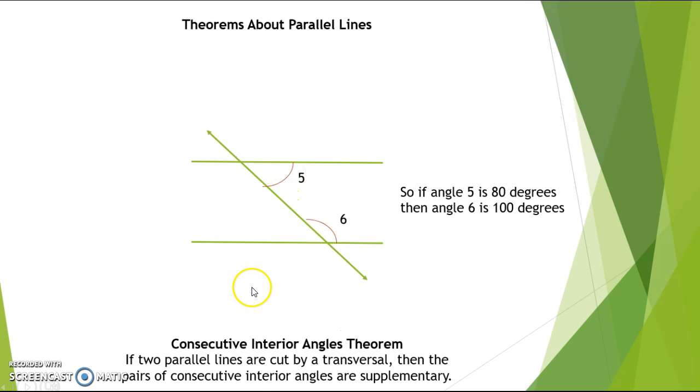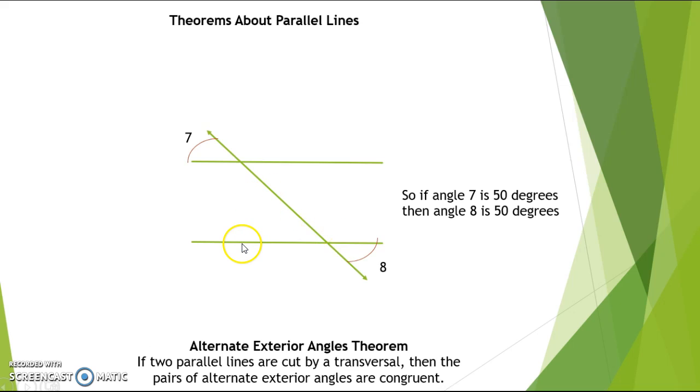The next theorem we're going to look at is the consecutive interior angles theorem, and that states that if two parallel lines are cut by a transversal, then the pairs of consecutive interior angles are supplementary. What that means is, if you see angle 5 and angle 6, they're on a straight line, equals 180 degrees. Supplementary angles add together to make 180 degrees. So if angle 5 is 80 degrees, then angle 6 must be 100 degrees. 80 plus 100 is 180 degrees.